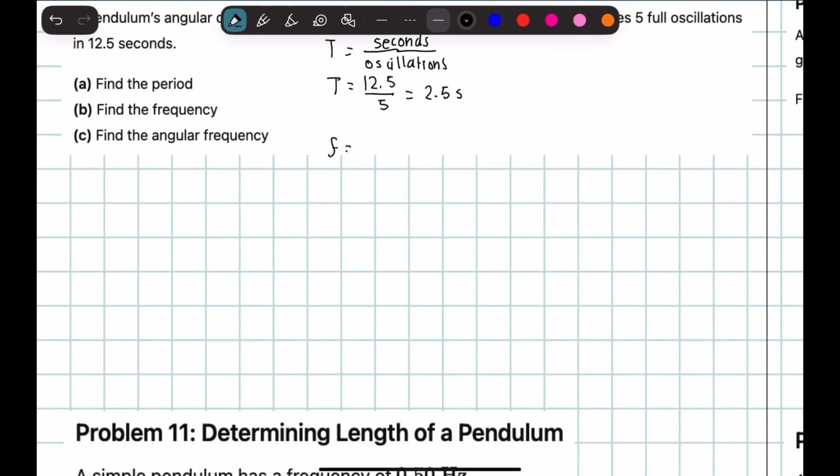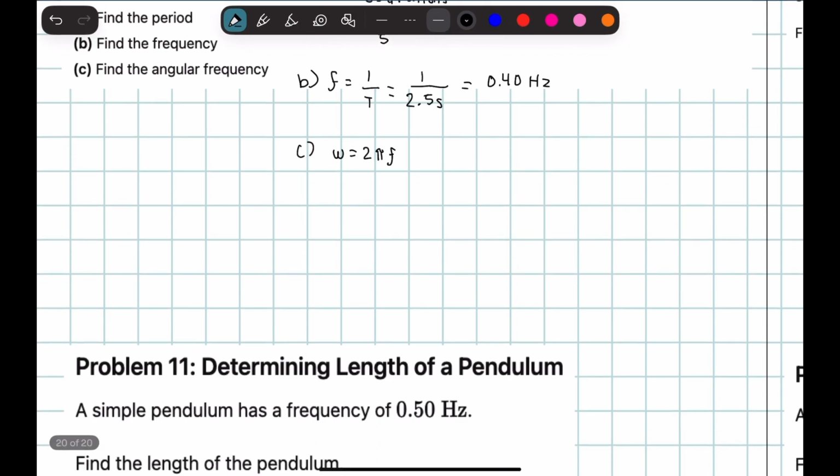The frequency is equal to 1 over the period, so that is going to be 1 over 2.5 seconds. That is going to be 0.40 hertz. And the angular frequency is omega, which is equal to 2 pi times the frequency. 2 pi times the frequency we found of 0.40. That is approximately 2.51 radians per second.